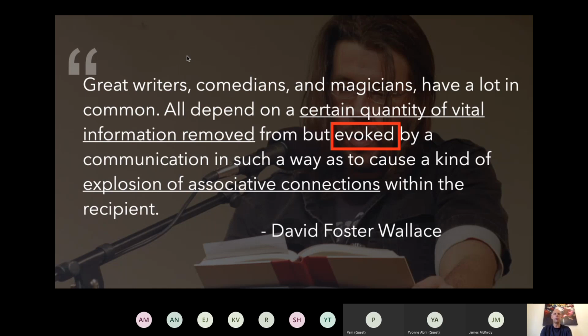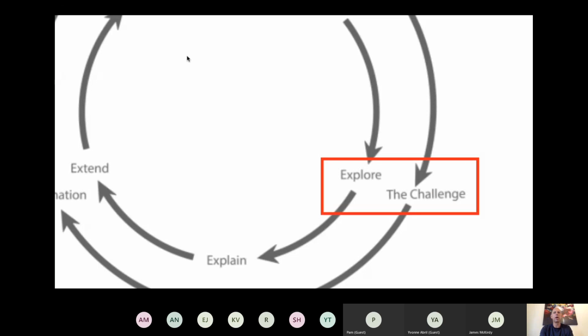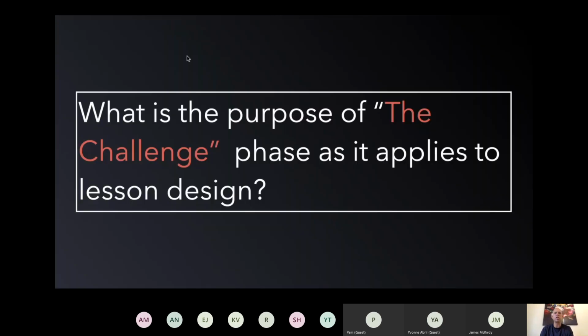So today we're going to be talking about this idea of evoked. Like, what does that mean? How can we get it to surface? How can we get their ideas to surface? And we'll be focusing on this portion, the challenge. So this is the question that I want to pose to you right now. What is the purpose of the challenge phase as it applies to lesson design?